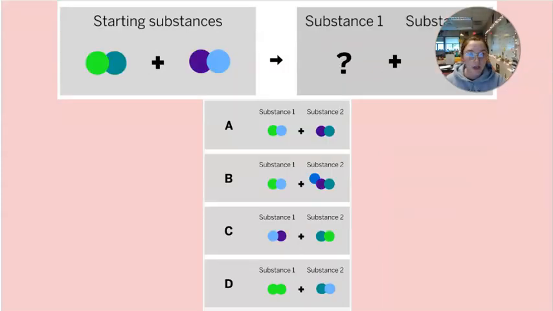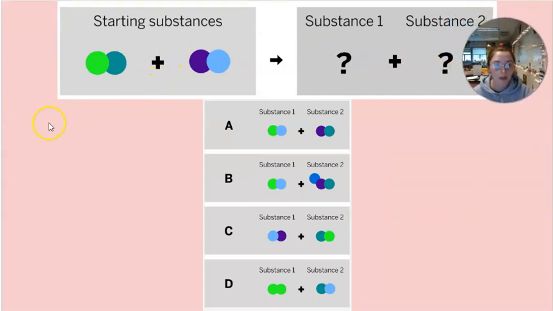So this one, a little quicker. Move my face out of your way. Here are my starting substances. What are my ending substances if I tell you the properties of all 4 substances are different? They're all different properties. What is my ending substances? A, B, C, or D? What do you think?